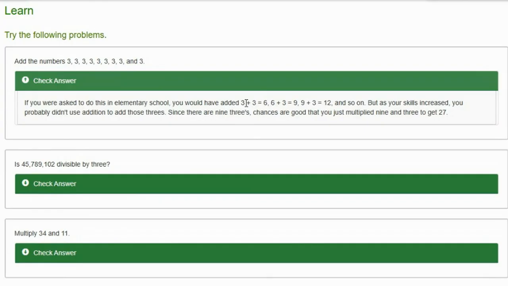In elementary school, you probably would have gone 3 plus 3 is 6, 6 plus 3 is 9, 9 plus 3 is 12. But there's a good chance, since there's nine 3s there, you just went 9 times 3 is 27. Because you're smart. You're not in elementary school anymore.